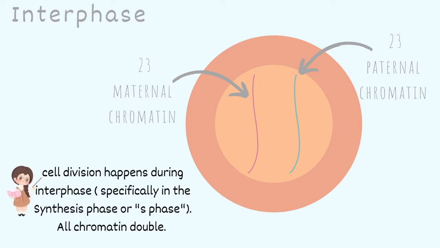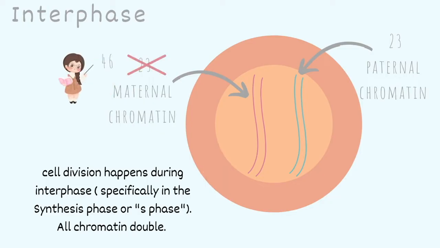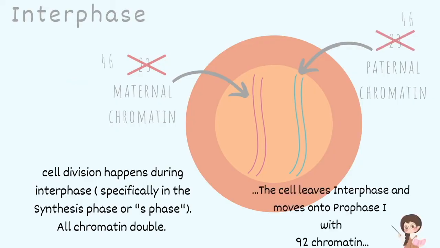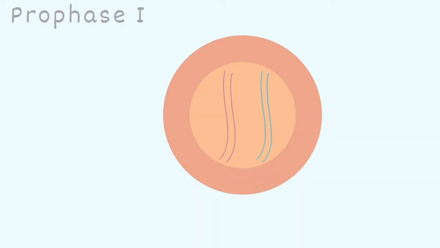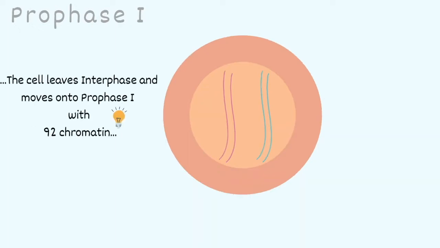The major thing that happens in interphase is cell division. Specifically, it happens in the S phase or synthesis phase. This means all chromatin are doubled because they all make one copy of themselves. Since there is double the amount of chromatin, we now have 46 maternal and 46 paternal chromatin. Okay, so the big takeaway here is that the cell leaves interphase with 92 total chromatin. The cell is now ready to enter meiosis 1. Specifically, it enters prophase 1. Remember, the cell leaves interphase and moves into prophase with 92 chromatin.